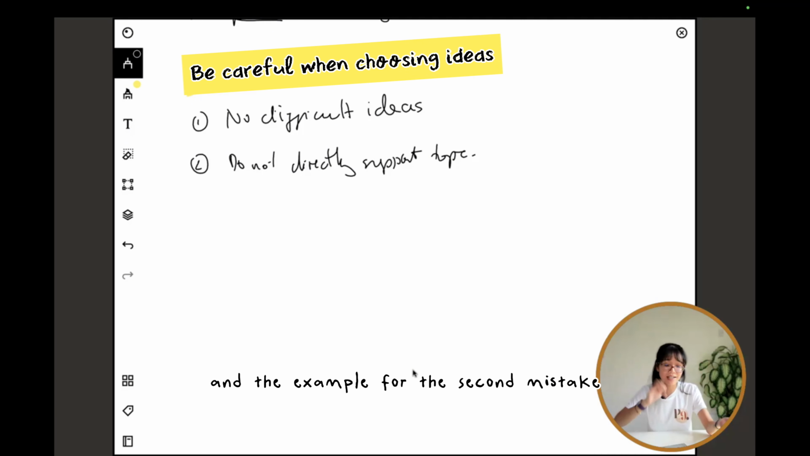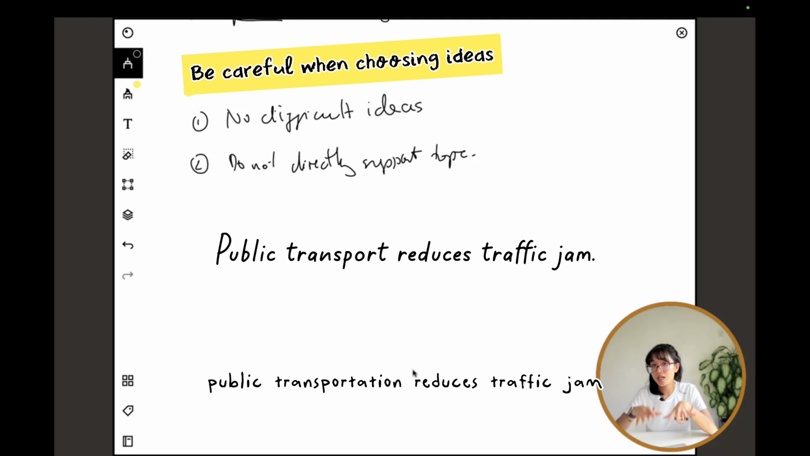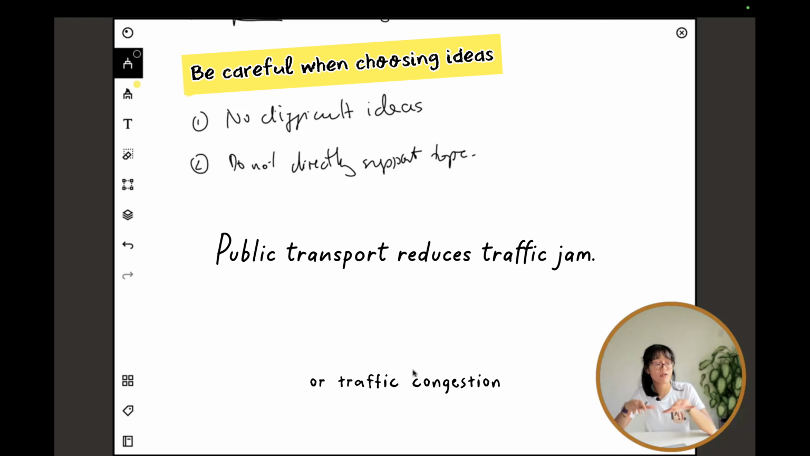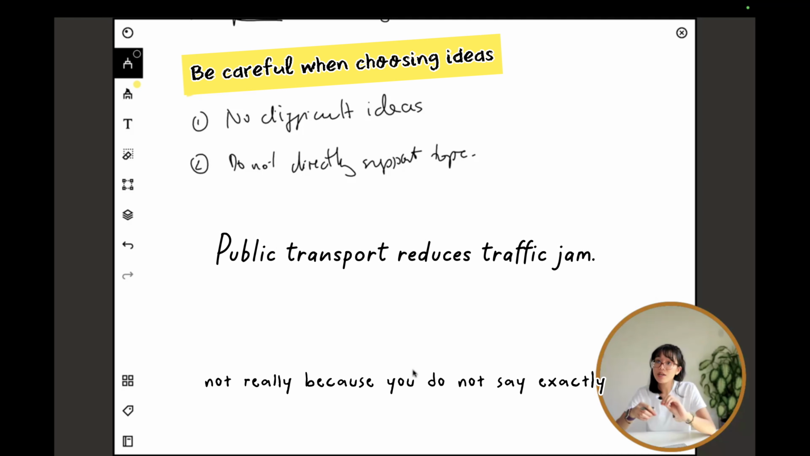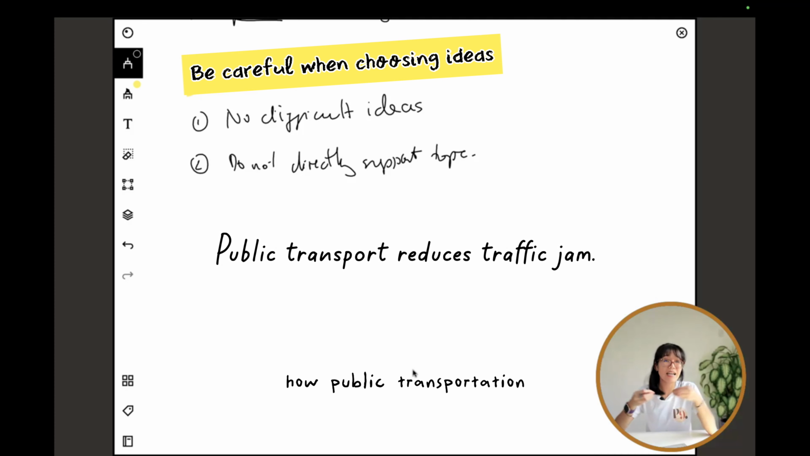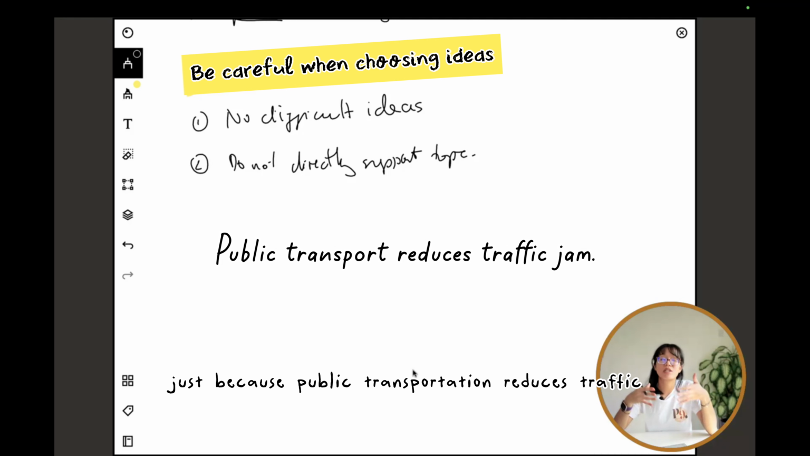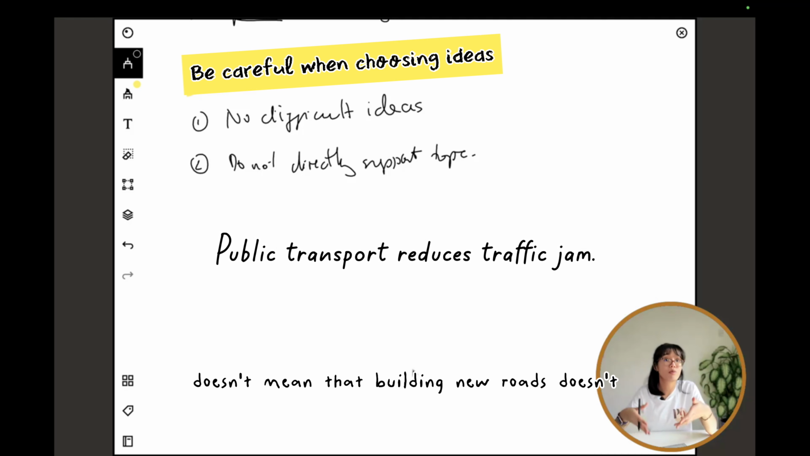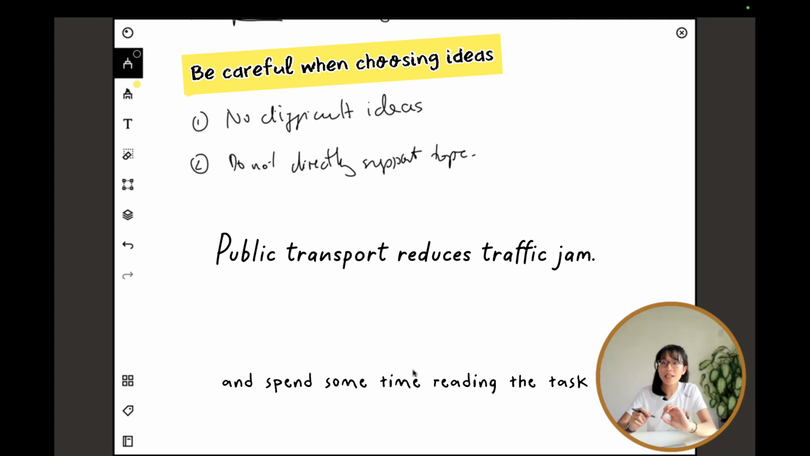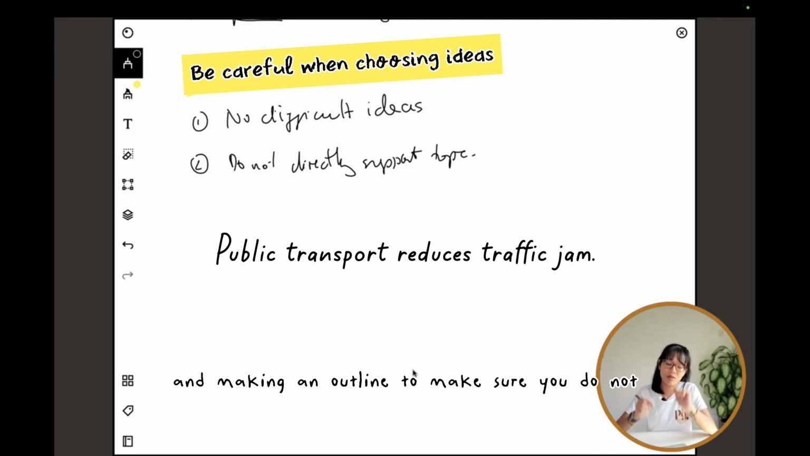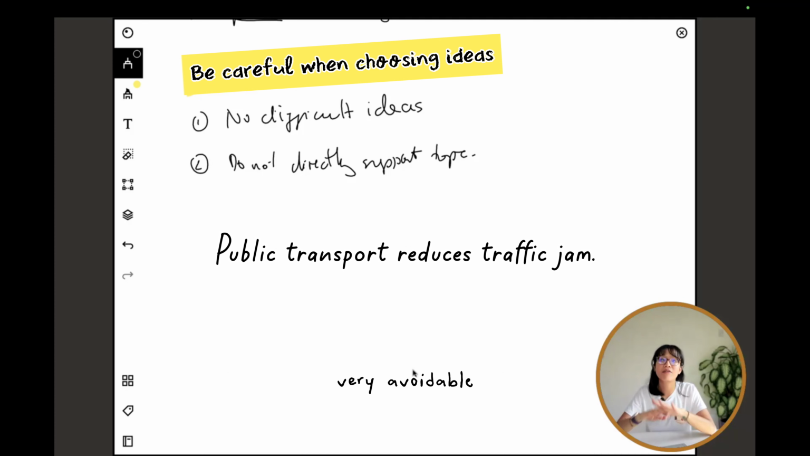And the example for the second mistake is probably something like "public transportation reduces traffic jams or traffic congestion." Now, is it true? It is absolutely true. But does it directly support your claim or the topic? Not really, because you do not say exactly how public transportation deserves more investment. Just because public transportation reduces traffic doesn't mean that building new roads doesn't reduce traffic, right? You need to make a comparison here. So pay attention to the topic and spend some time reading the task and making an outline to make sure you do not make these mistakes. These are very, very avoidable.